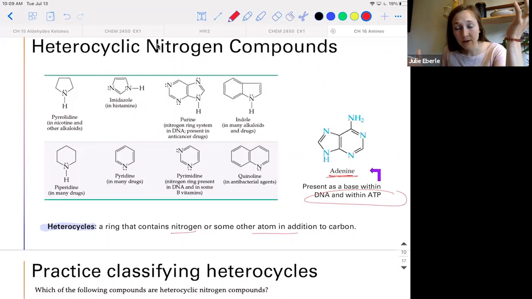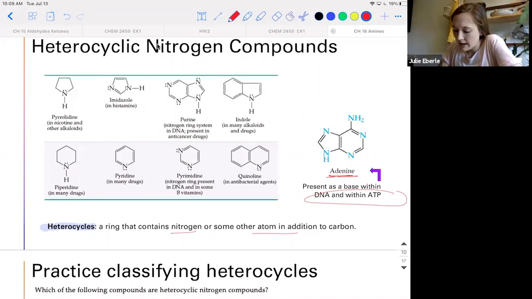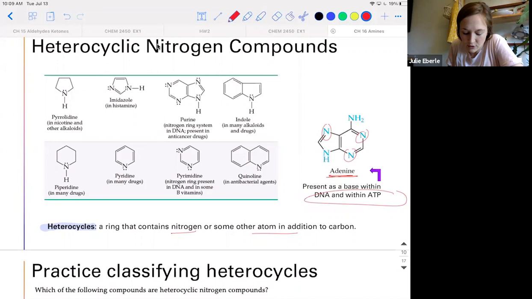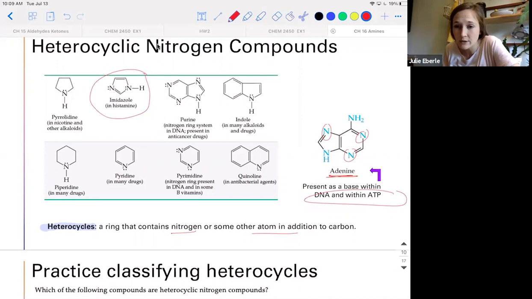So adenine triphosphate, that is ATP. Adenine is part of the backbone of DNA, or one of the base pairs, sorry. And so you see all these nitrogens in this ring structure. The only one I want you to point out and know is imidazole here, okay? I want you to be aware of these other ones, but the one I want you to know, like you could draw out its structure if you had to, is imidazole, because this is in histamine, and this is exactly what Madison was talking about earlier.